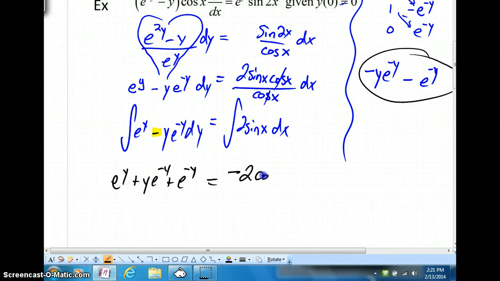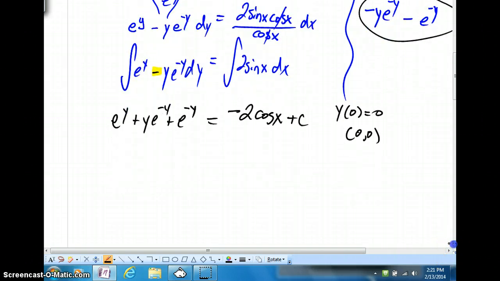Negative 2 cosine of x, and then what? Plus a constant. But they're telling us rather nicely that y of 0 equals 0. So guess what? We've got the point (0, 0). And our ultimate goal is to find that little constant.